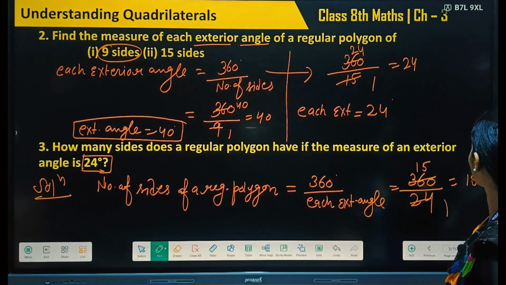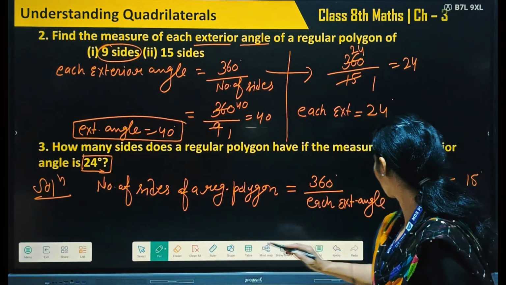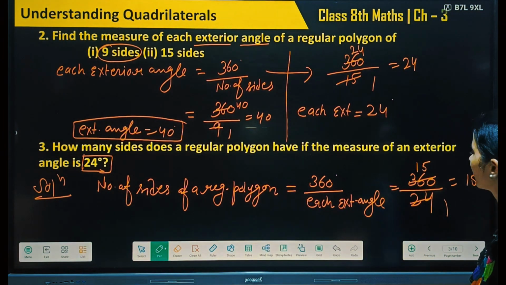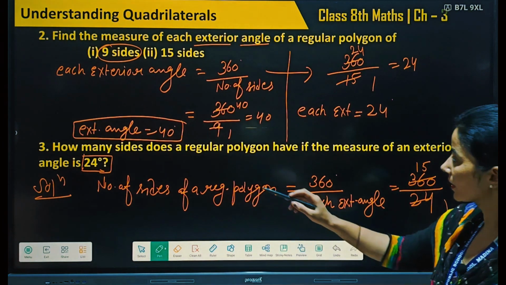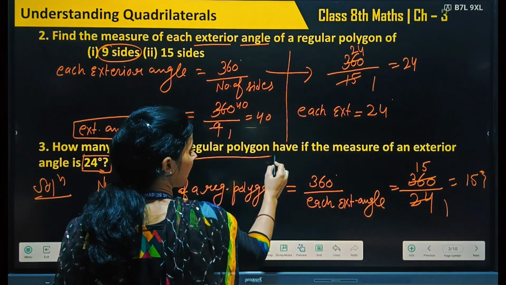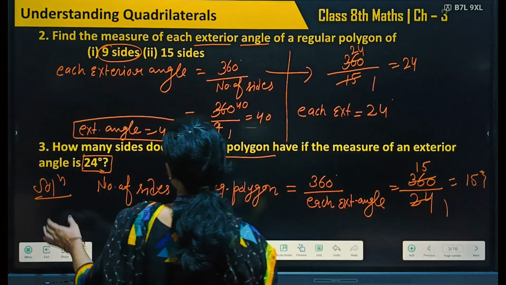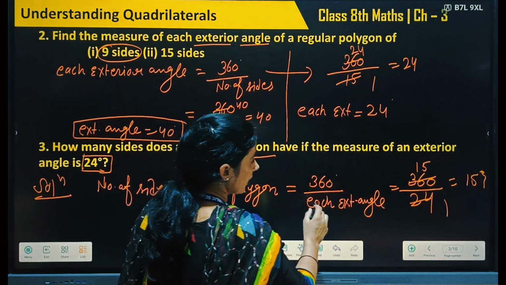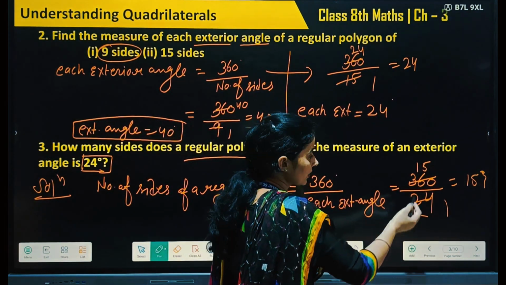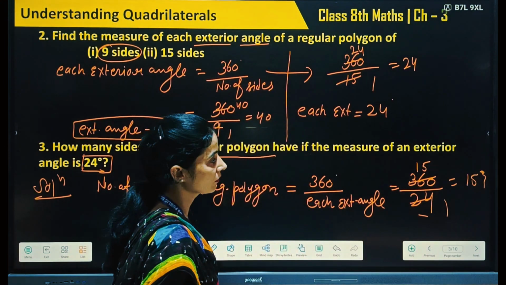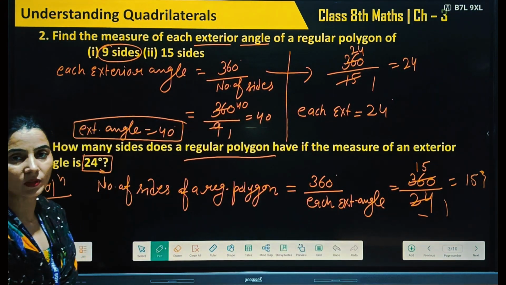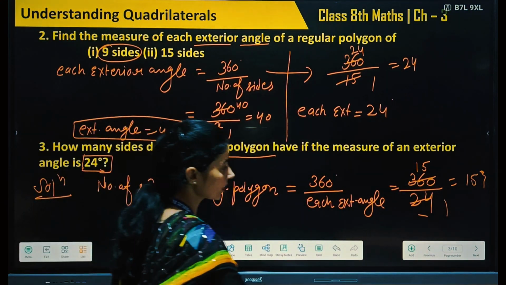Number of sides will be 15. It's not a degree. Number of sides will be 15. How many sides does a regular polygon have if measure of an exterior angle is 24? 360 degree upon 24 you will get 15. So number of sides will be 15. Next question.